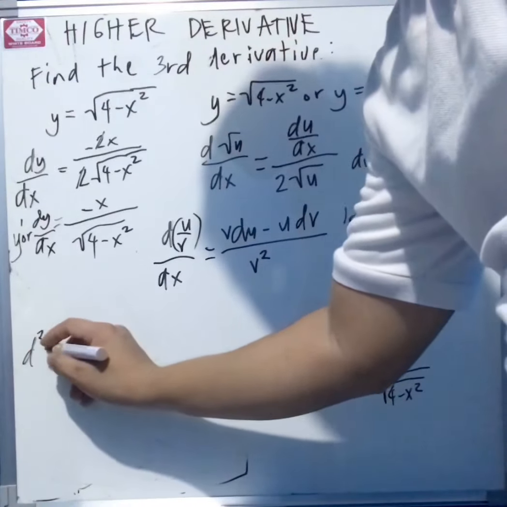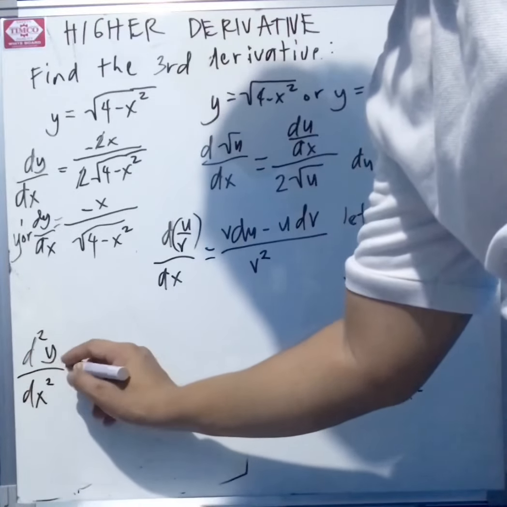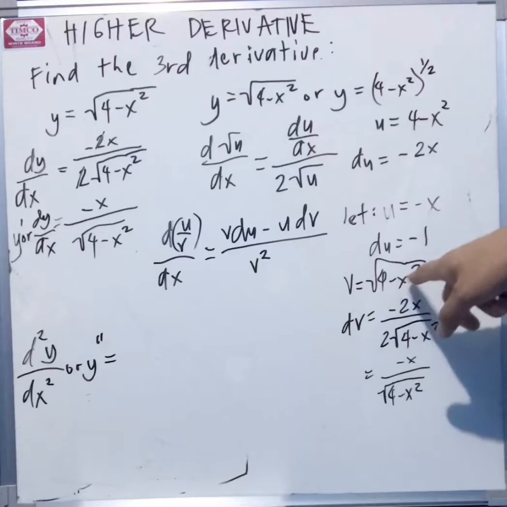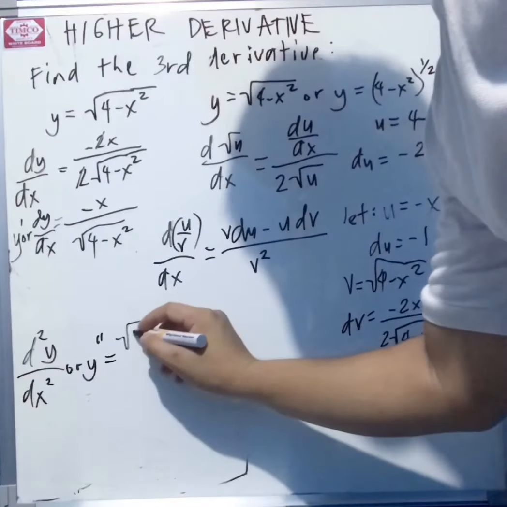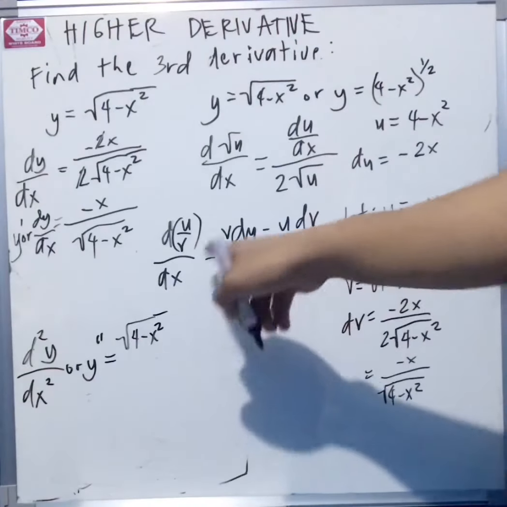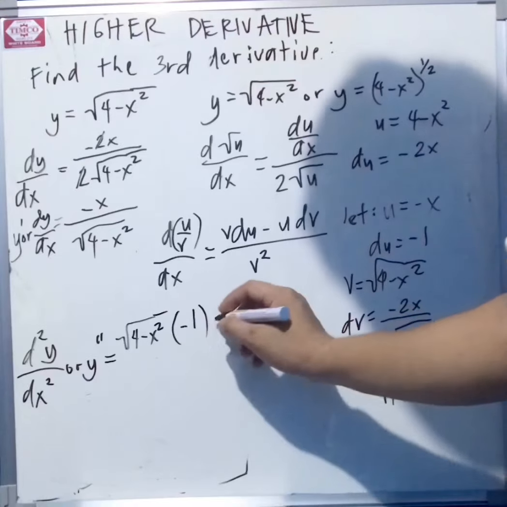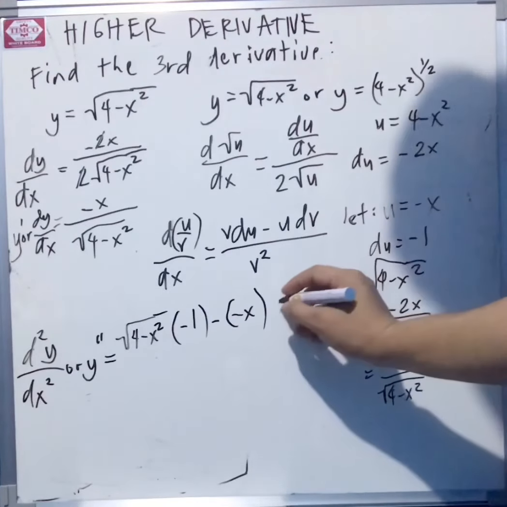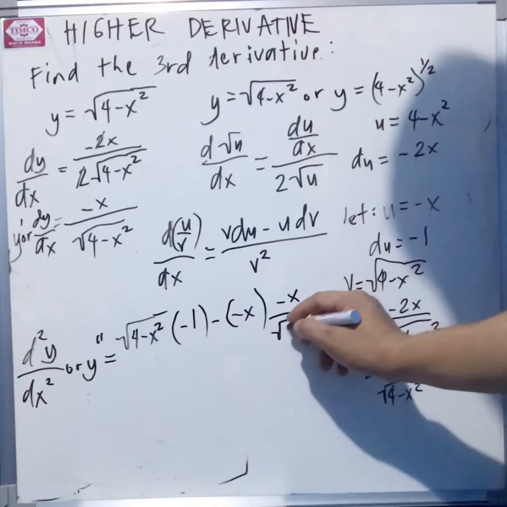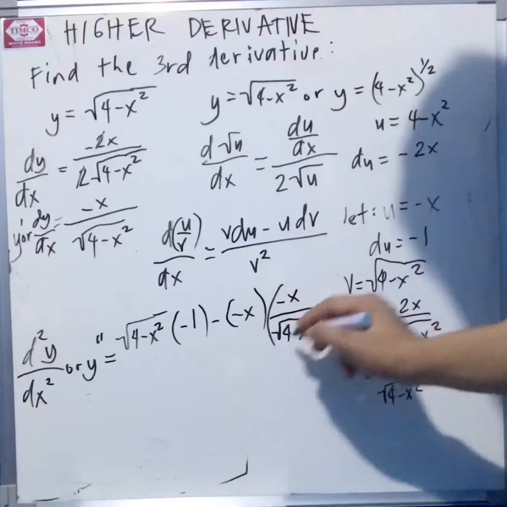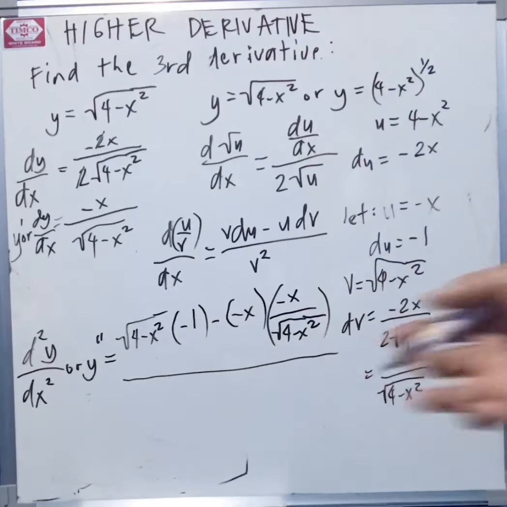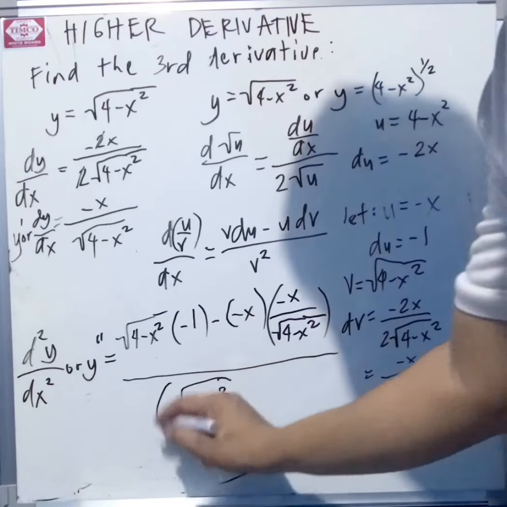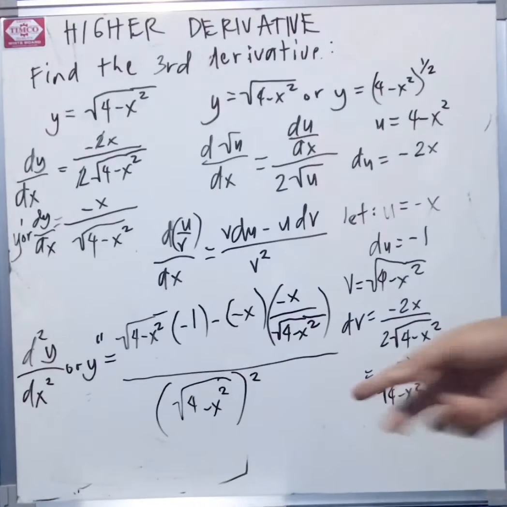Since the first derivative is already done, this is now the second derivative that we are looking for: the second derivative of y over dx squared, or y double prime. So equal to, our v is the square root of 4 minus x squared, times our du, which is negative 1, minus u, which is negative x, times dv, negative x over the square root of 4 minus x squared, all over v squared, so the square root of 4 minus x squared, squared.